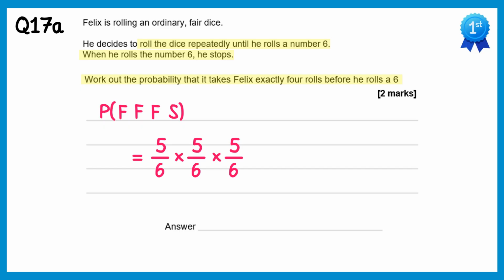And then on the final throw, the fourth throw, he needs to be successful. Well, there's only one way he can be successful, if he rolls a 6 out of the 6 numbers, so times 1 over 6. You can then just put this straight into your calculator, and it will give you 125 over 1296.